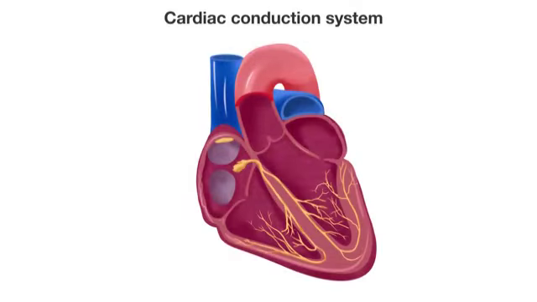This is a schematic representation of the cardiac conduction system. The heartbeat is initiated by a pacemaker in the right atrium called the sinoatrial node, or SA node. From the SA node, excitation spreads along the walls of the right and left atria to reach the atrioventricular node, or AV node. From the AV node, excitation spreads along the bundle of His, which divides into right and left bundles, which travel along the interventricular septum in order to excite contraction of the ventricles.